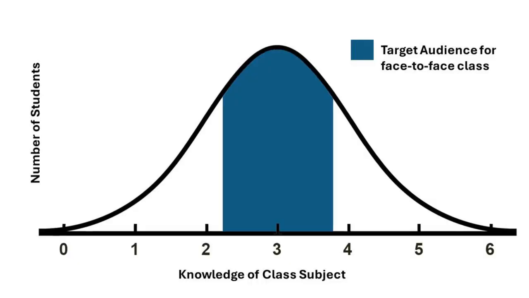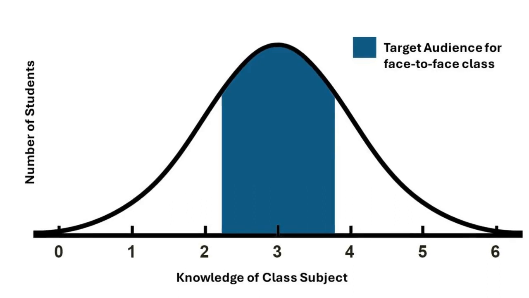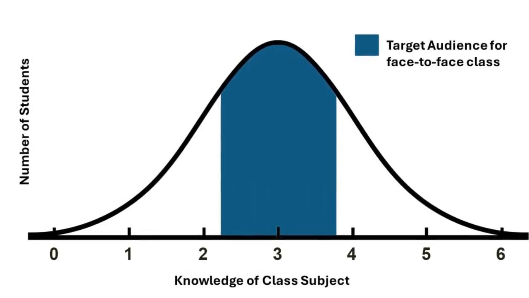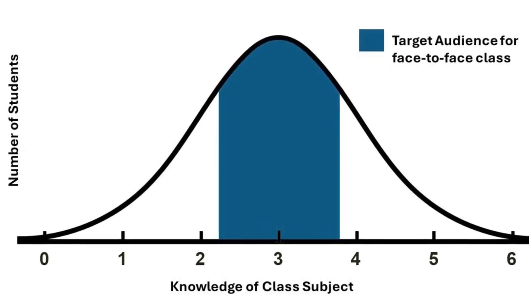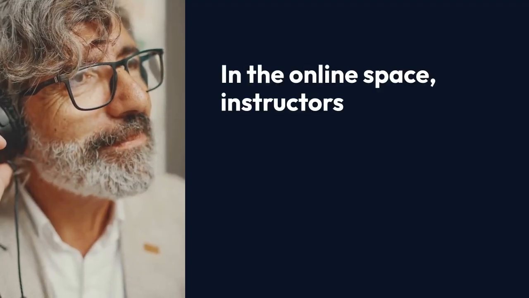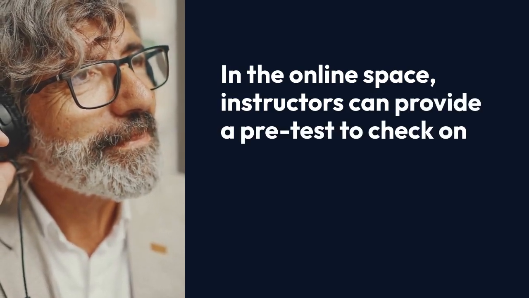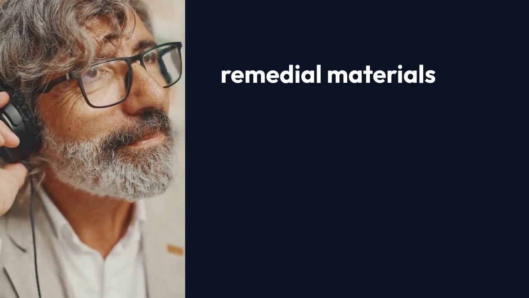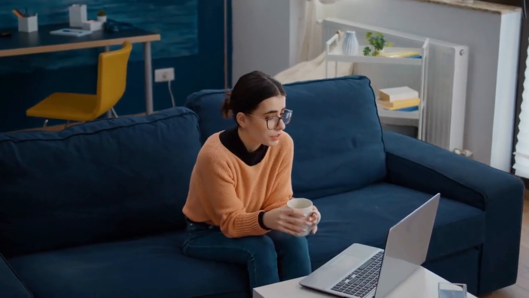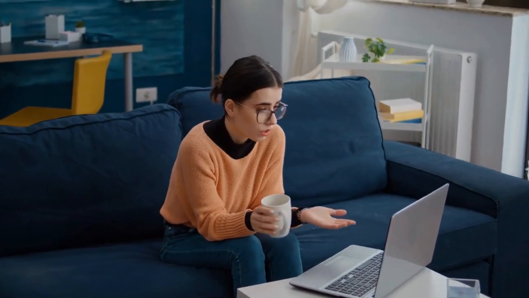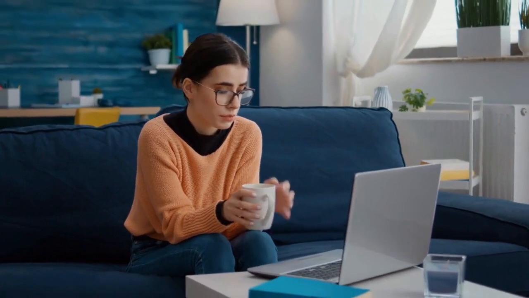Another consideration is pacing. The physical classroom does not work well for a very diverse group of students in terms of their level of knowledge, since any one lecture and set of exercises will be directed at one skill level. In the online space, instructors can provide a pre-test to check on students' level of knowledge and remedial materials to bring students up to a similar level. The online session of a blended course allows instructors to provide personalized instruction, answering individual questions, giving feedback on assignments, and addressing specific concerns, which is hard to do in an in-person classroom.